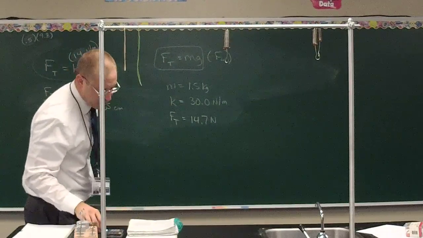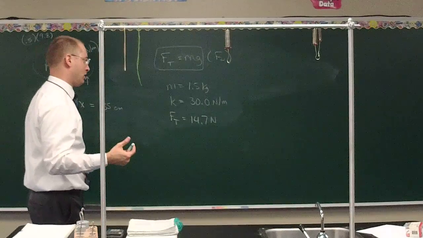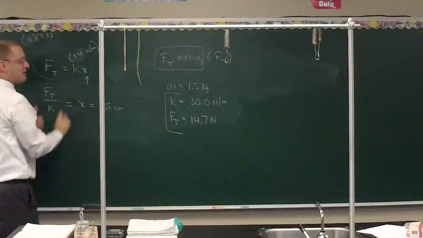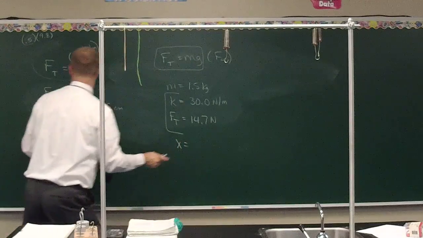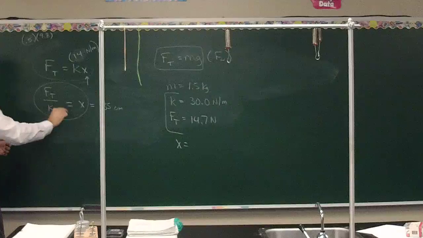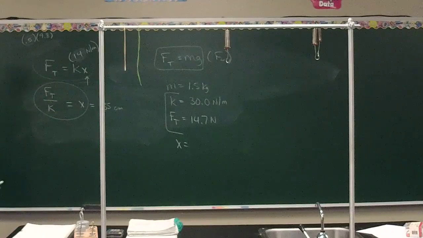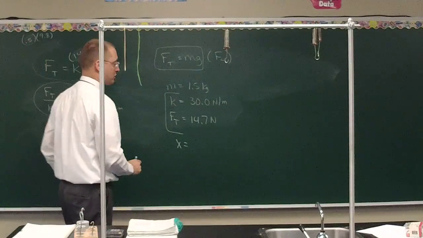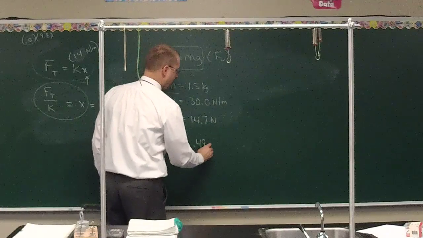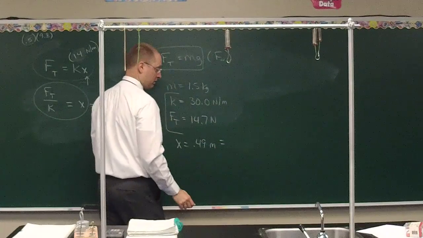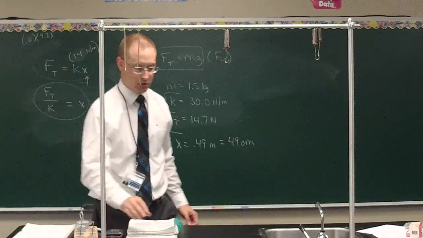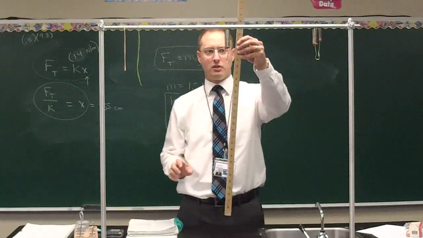And then it says, how far would the spring stretch? Well, once I know these two, using Hooke's law, I can find the stretch, right? Stretch is going to be, divide away the k, F sub T over k. So we take the 14.7 divided by the 30. How far would we expect the spring to stretch, class? 0.49 meters, which would be 49 centimeters. Do I even have 49 centimeters it can stretch?